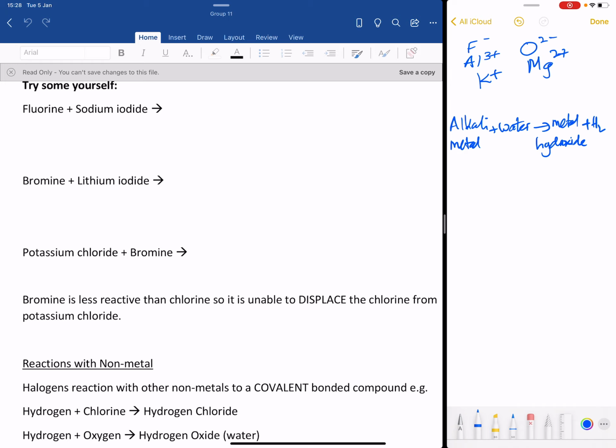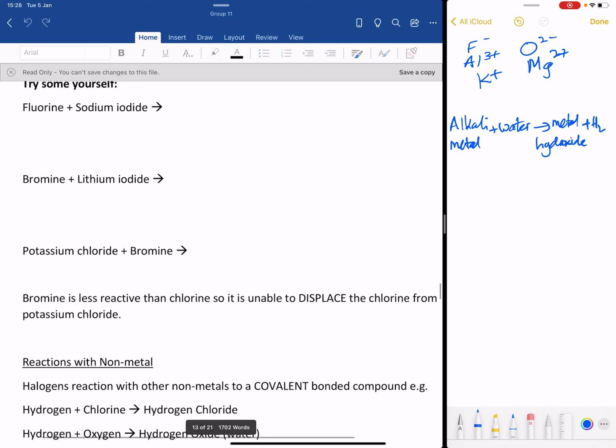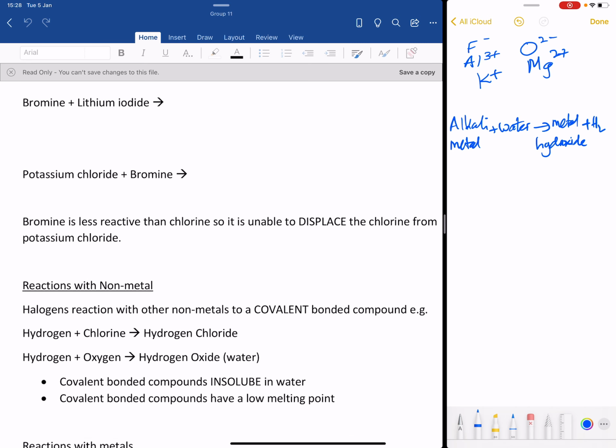We have fluorine with sodium iodide. Fluorine is more reactive, so it will displace the iodine to give you sodium fluoride plus iodine. Bromine with lithium iodide. Bromine is more reactive than iodine, so bromine would displace the iodine to give you lithium bromide plus iodine. And the next one, potassium chloride plus bromine. Bromine is less reactive than chlorine, so it is unable to displace chlorine, so there'll be no reaction there.